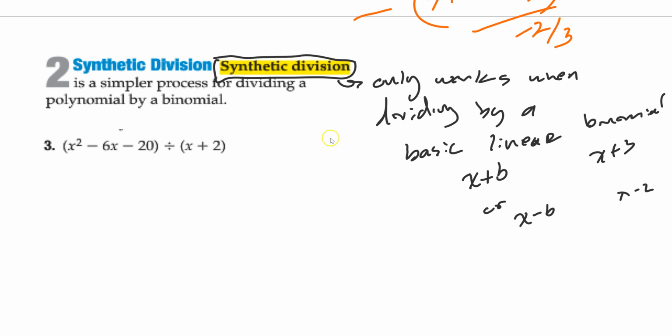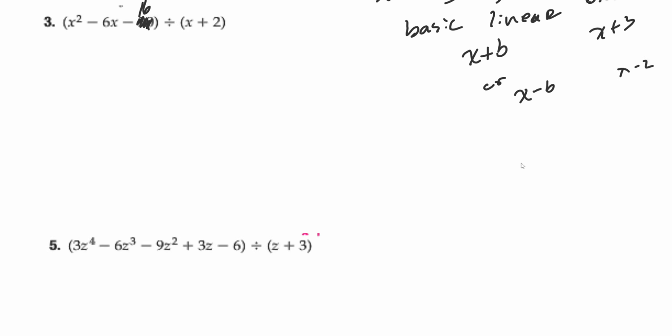Now, synthetic division itself is a little funky. You've got to get used to it. There's a pattern to it, and we'll talk about it. But that's the first key, the first key of synthetic division. You can only use it when it's a basic one. Okay, so let's talk about how to do it.